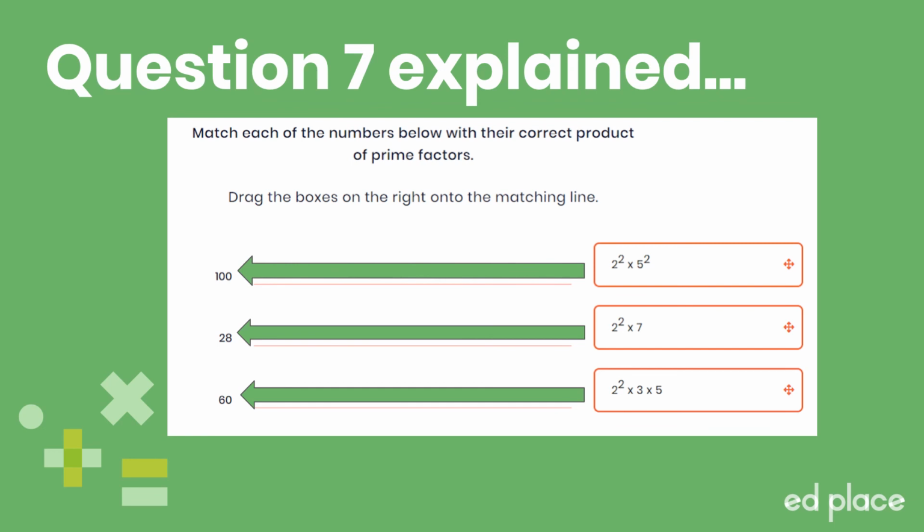2 times 2 is equal to 4, and 5 times 2 is equal to 10, would give us an incorrect answer of 40. So 2 times 2 is equal to 4, and 5 times 5 is equal to 25, would give us the correct answer of 100. So that's why it's usually a really good idea to write out your index numbers as the product of their prime numbers.